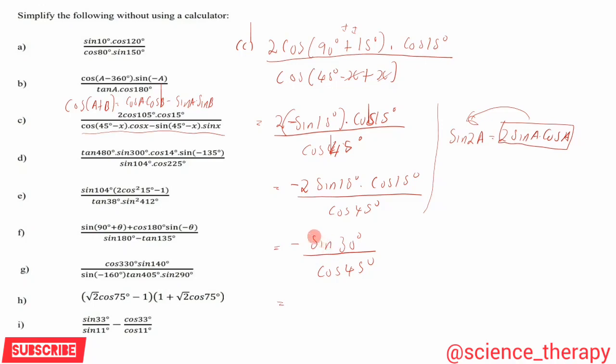So for sine 30 degrees, our value is negative 1 over 2, and then divide that by 1 over root 2, which is the value for cos 45. Then we have negative 1 over 2 multiplied by root 2 over 1 if we do the reciprocal. Then negative 1 times root 2, that's negative root 2, and then over 2 times 1, that's 2. So that becomes our solution.